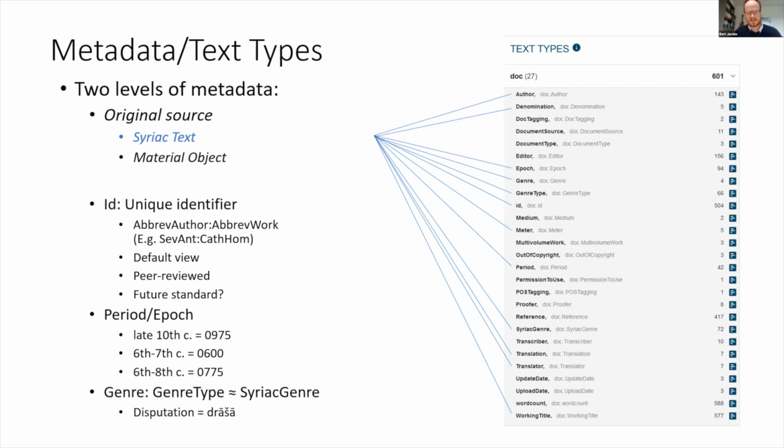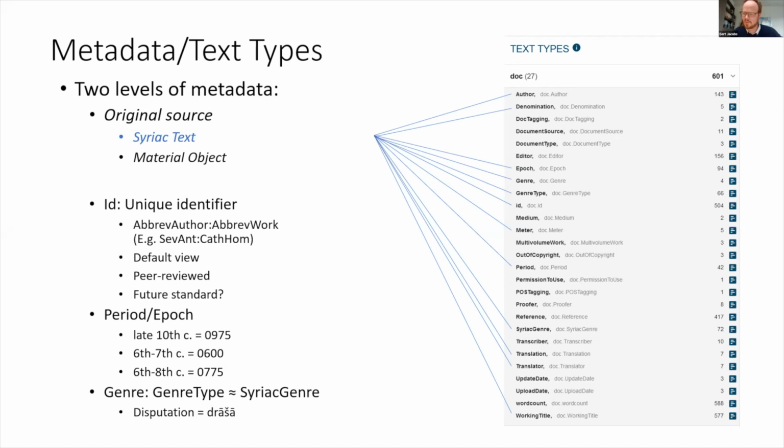For instance, the late 10th century would be 0975, mid 10th century would be 0950, and early would be 0925. So if the range was 1 or 2 centuries, we went for the middle. In this example, if it's a text composed in the 6th or 7th century, we went for 0600. If it was 2 or more centuries, then we went for the final quarter. So as you see in the example, between the 6th and 8th century is 0775.